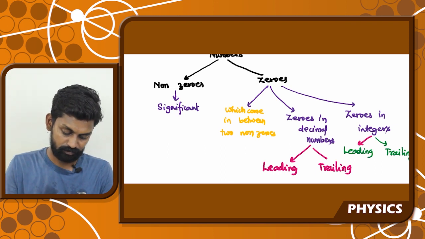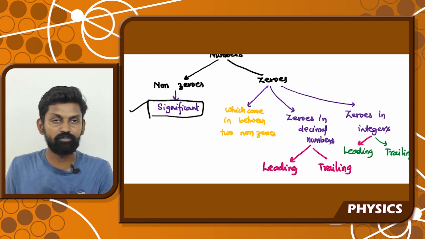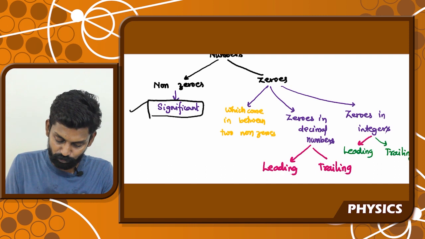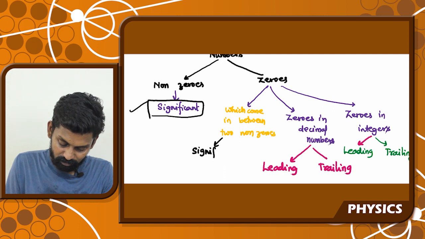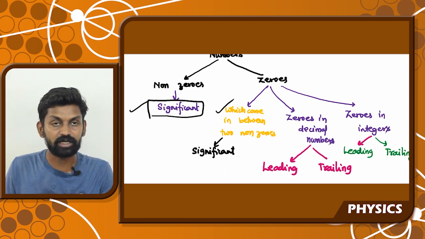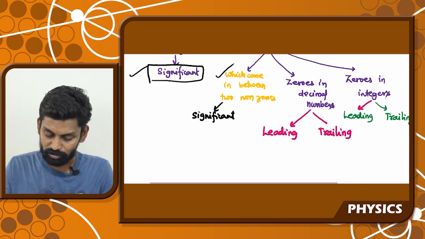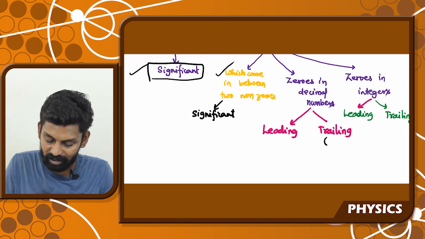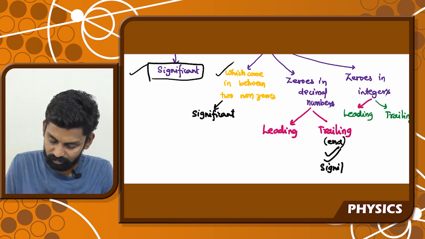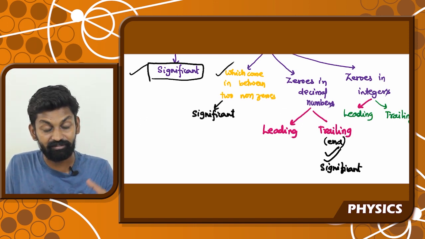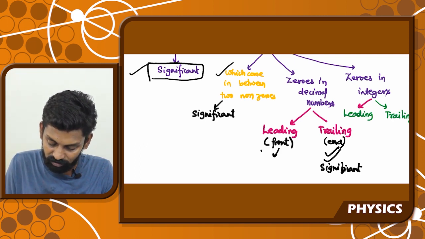First, they said all non-zeros are significant, so you have to count all the non-zeros, and zeros which come in between two non-zeros are also significant. So you have to count zeros which are coming in between two non-zeros. In decimal numbers, the trailing zeros, meaning the zeros coming at the end, are significant. Leading zeros, the zeros which come at the front in the beginning, are not significant.